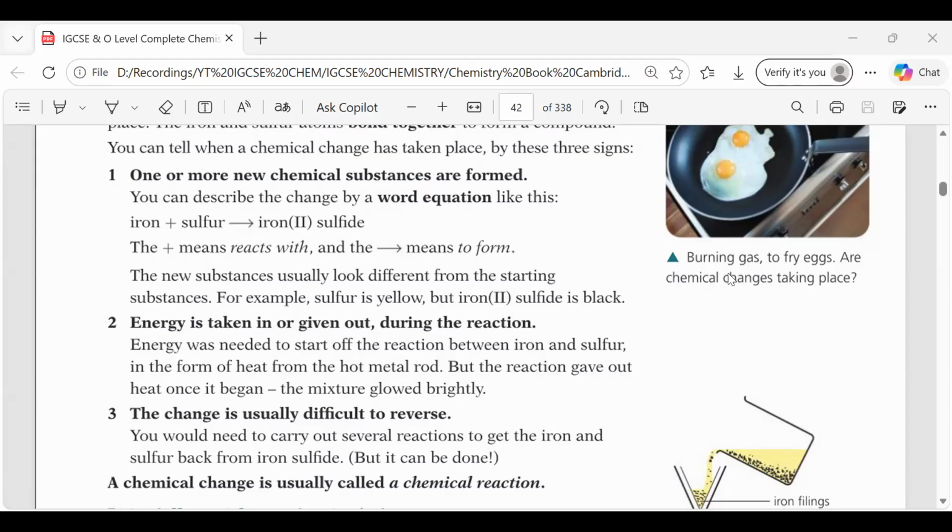Heat energy is given out, energy is taken in, right? Then you see one or more new chemical substances. This is a new chemical substance, like the protein in the egg. The shape is changed, and the third thing is that the change is usually also difficult to reverse. You cannot reverse this to the original egg, right? Are you getting this?